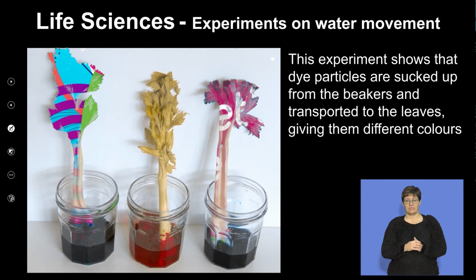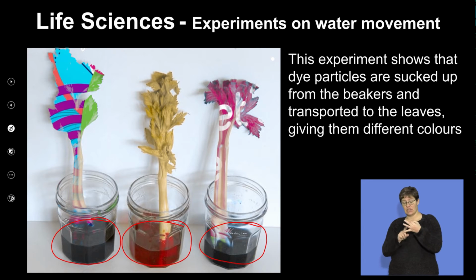Now, what we're looking at now is a little experiment to show that this actually does happen. I'm not just telling you stories. And in this experiment, 3 pieces of celery are placed in different dye substances. So let's have a look. First, celery, green dye. Second, red dye. Third one, blue dye.